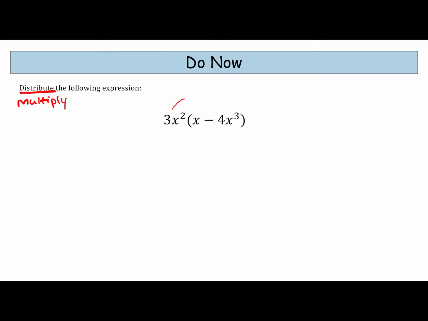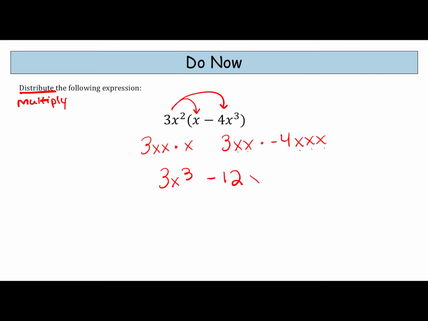So when I multiply, I'm multiplying 3x squared times x. So 3x squared times x gives me 3x, x times x, which is 3 x's, so we have 3x to the third. Then I'm doing 3x squared times negative 4x to the third. So I have 3xx times negative 4xxx. 3 times negative 4 gives me negative 12. How many x's do I have? 1, 2, 3, 4, 5. x to the fifth. Okay, so that's what distributing is.